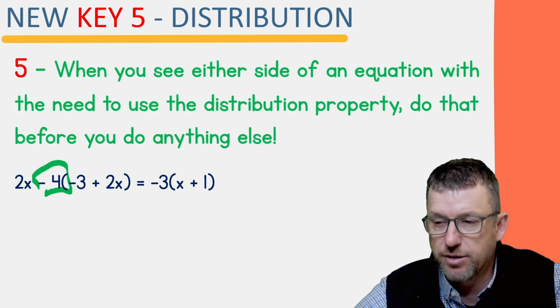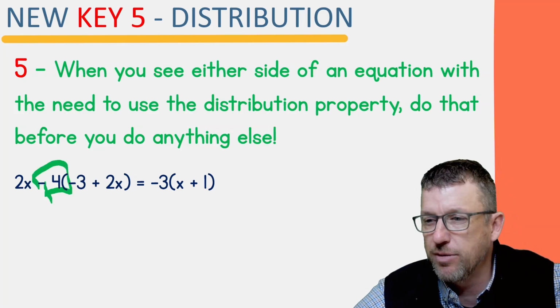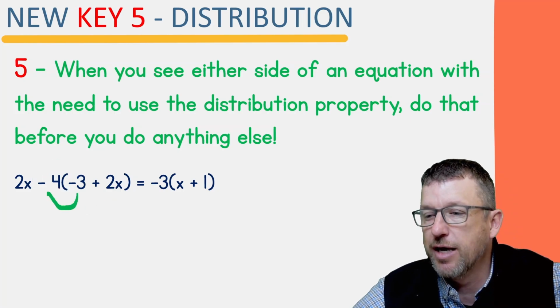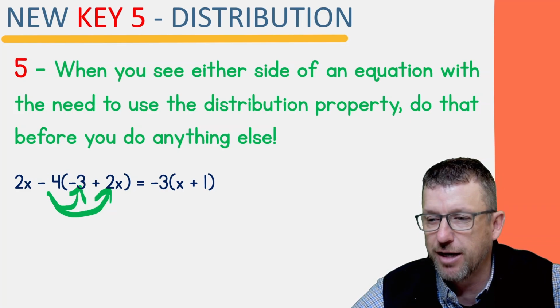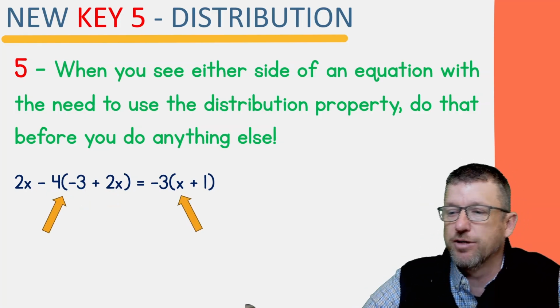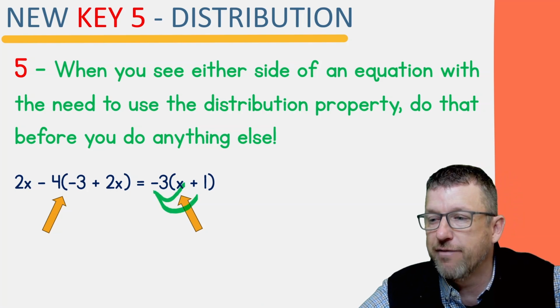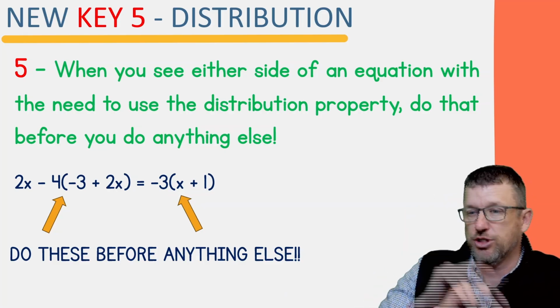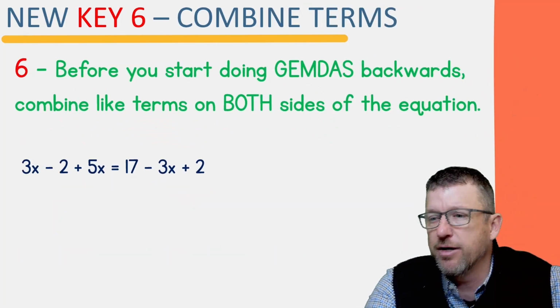We have -4 connected to a parentheses right here, okay? So, according to the distribution property, we have to say you get a -4 and you get a -4, which means -4 times -3, and you get a -4, which means -4 times a positive 2x. That's what the distribution property means, and we'd have to do that on both sides. Over here, we'd multiply everything inside of it by -3 because we're distributing that 3. We do this first. Get rid of those parentheses so we can head on to the next one.